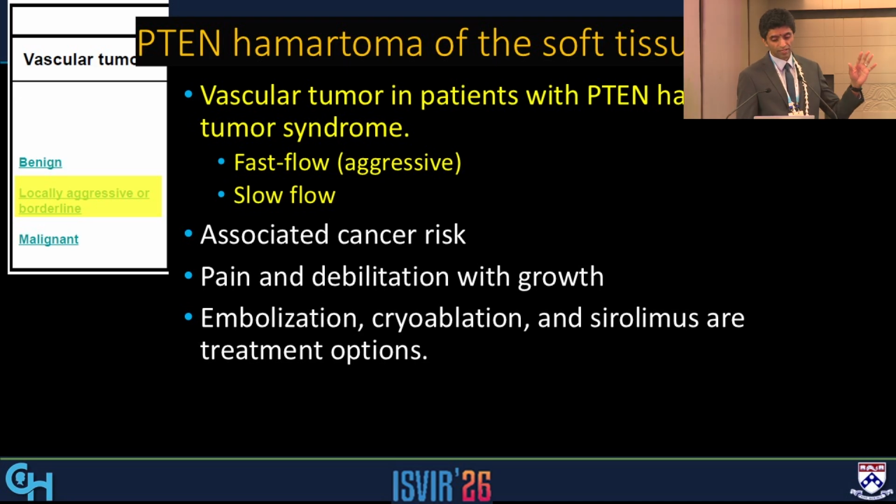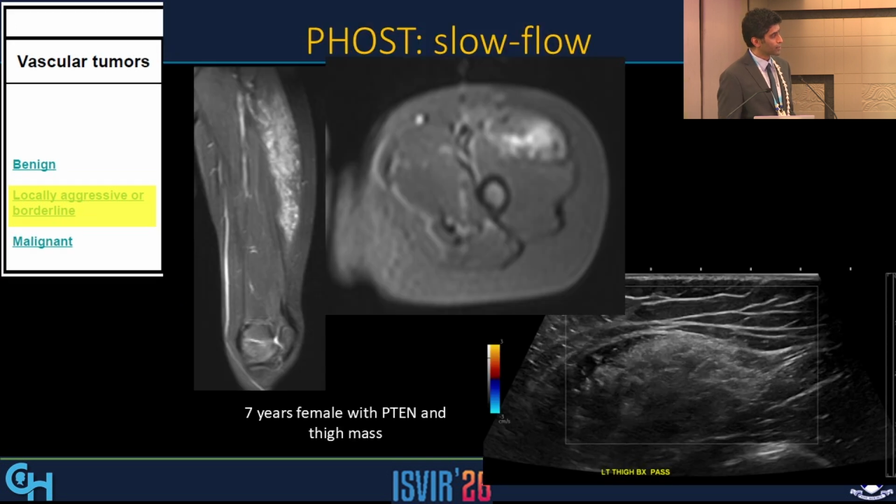This is a vascular tumor seen in patients with PTEN hamartoma syndrome. It can be either fast flow or slow flow. If it's fast flow, it ends up being quite aggressive and can be very painful and lead to serious debilitation. Options, again, are embolization, cryoablation, and sirolimus as well. This is a slow flow lesion from one of my patients. Again, asymptomatic. I have not done anything about this.